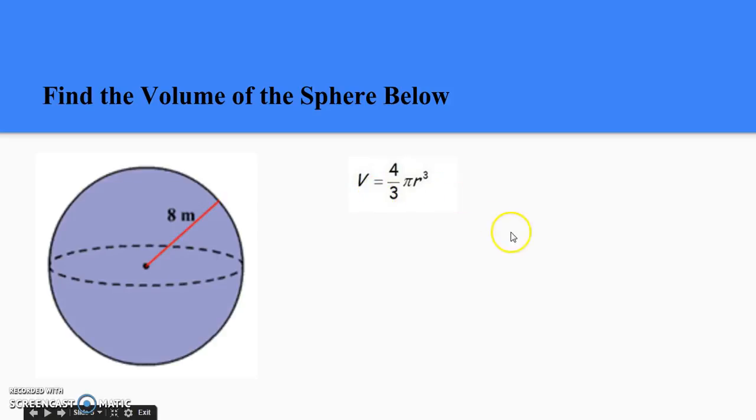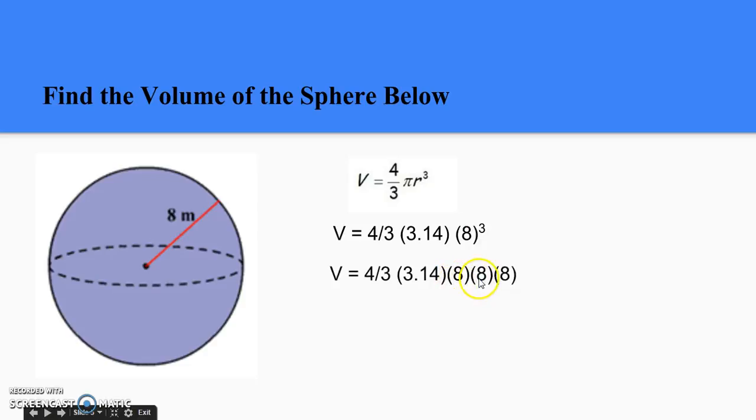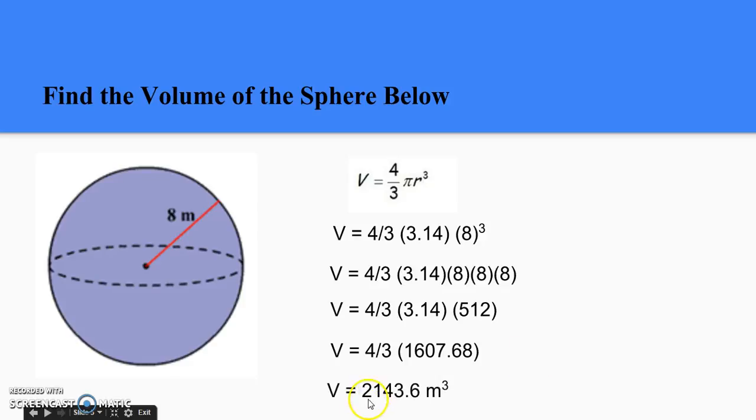So using the volume formula, I'll say 4/3, I'll plug in pi as 3.14 times the radius cubed, so 8 cubed. Now remember, 8 cubed would mean 8 times 8 times 8, and when I multiply 8 times 8 times 8 together, I get 512, and I can take that times 3.14 and get 1,607.68. And then in order to multiply by 4/3, all I have to do is take this number, multiply by 4, and divide by 3, which would give you approximately 2,143.6 meters cubed.